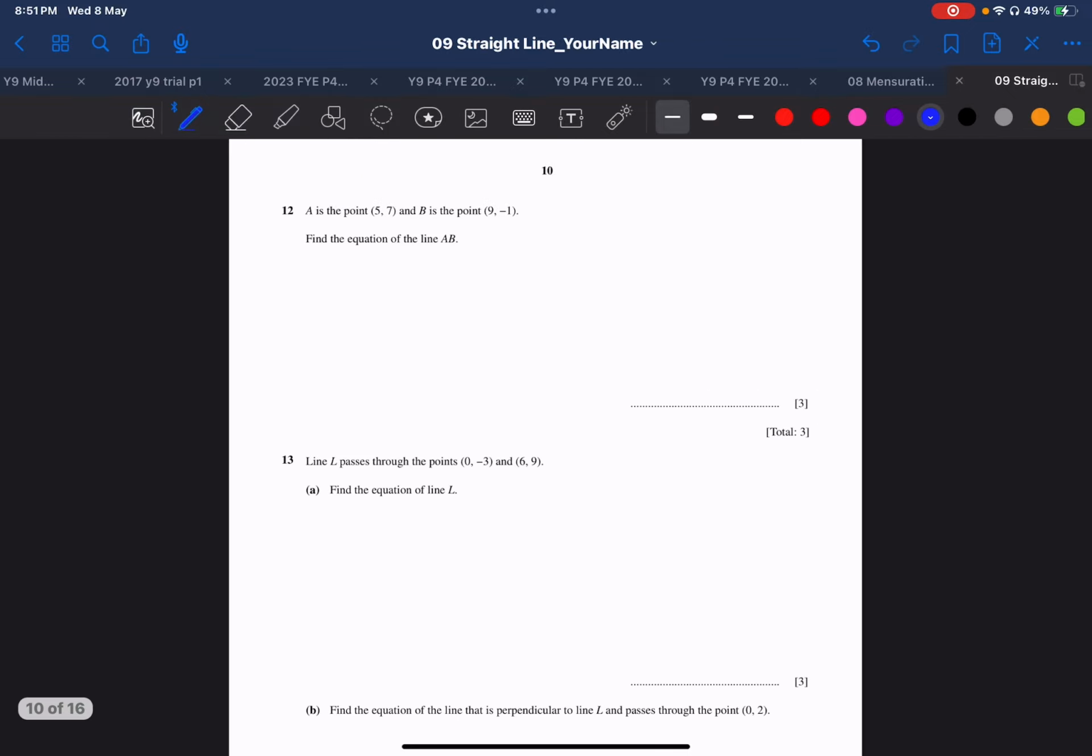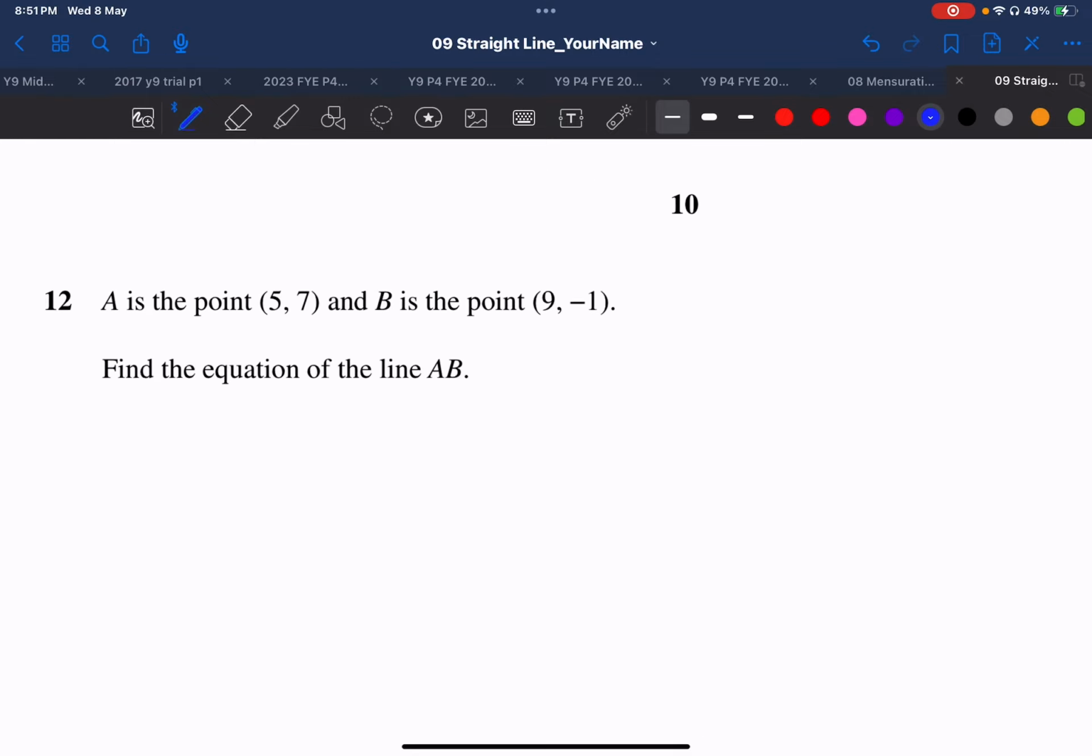Next, we are going to do question 12. Find the equation of line AB. The first thing you need to do is find the gradient. 7 minus -1 becomes plus. 5 minus 9 becomes this. So 8 divided by -4 is -2.